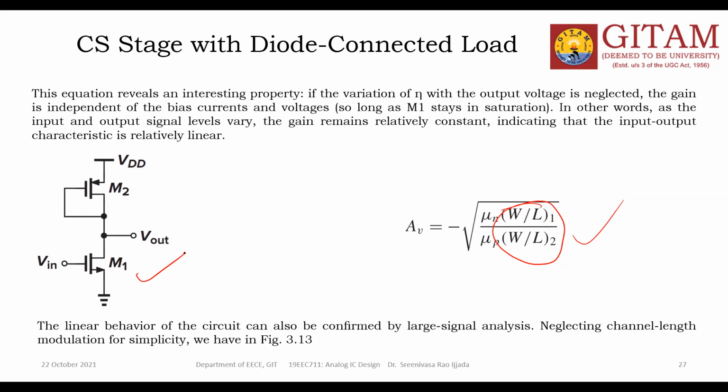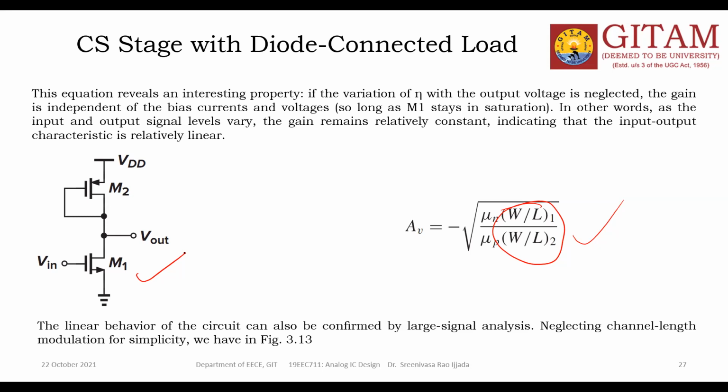Anyhow, for this exercise we are neglecting channel length modulation. If channel length modulation is added, then the 1 plus lambda VDS term will be added. For the gm equation, as I told you, it is the square root of 2 mu n Cox W by L into Vin minus VTH, without channel length modulation.